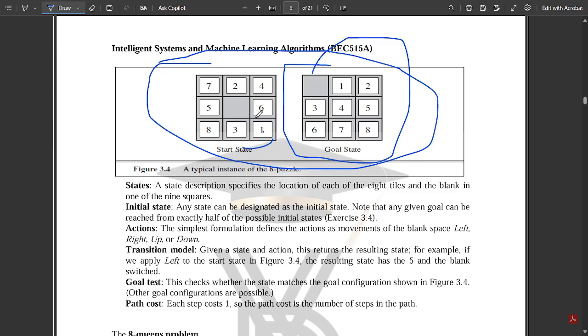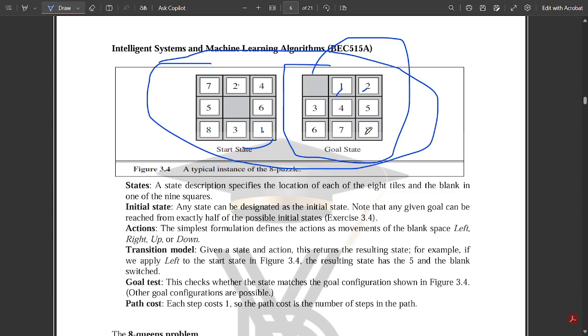Okay, from this point to this point. So that should be taking other numbers aside, and you should be making that one fit at this position. Similarly, if one is fit, then you should be fitting 2, 3, 4, 5, 6, 7, 8 at the particular position. Okay. So from start state to goal state.